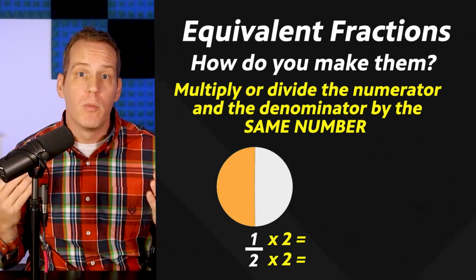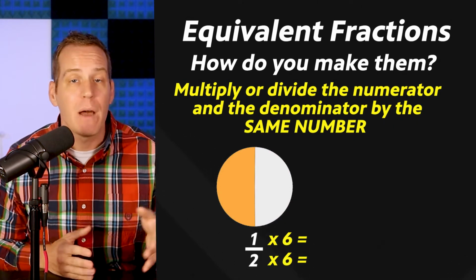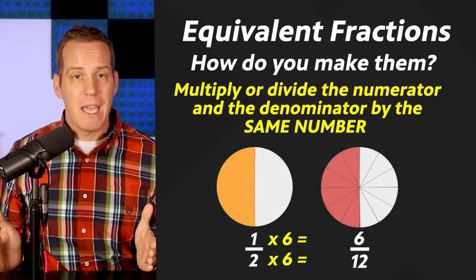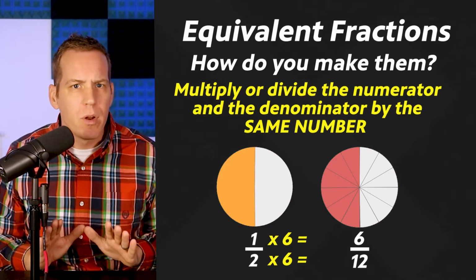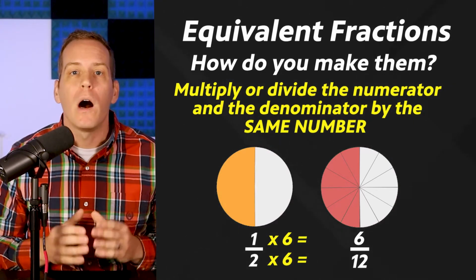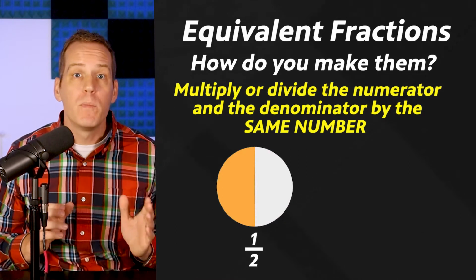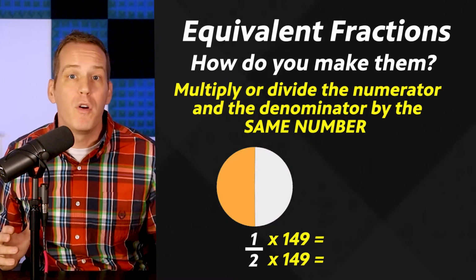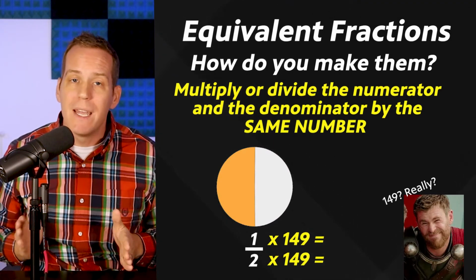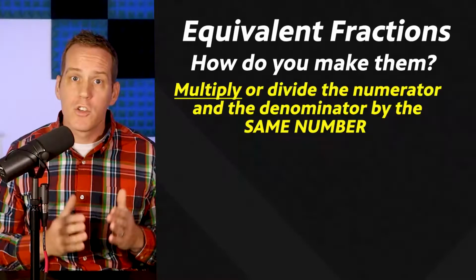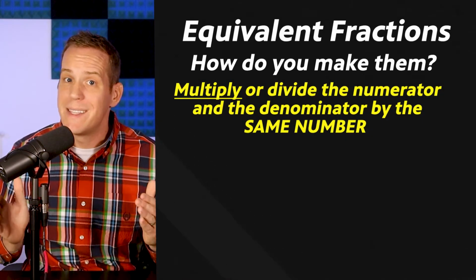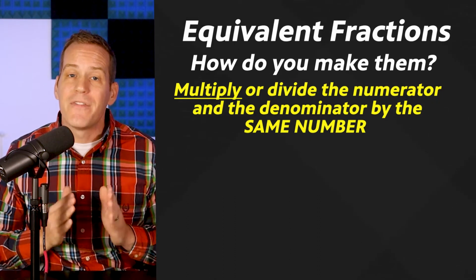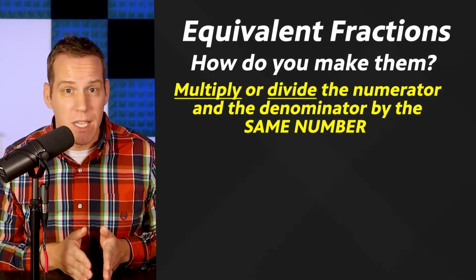Or perhaps I multiplied the numerator and denominator each by 6. That would make 6/12. Once again, I have different numbers, but the value is still the same. As long as I multiply the numerator and denominator by the same whole number, I'll create an equivalent fraction. You could multiply both sides of the fraction by 2 or 3 or 13 or 149, whatever you want, and you'll create an equivalent fraction. So I can make equivalent fractions by multiplying the numerator and denominator by the same number. However, I can also make an equivalent fraction if I divide the numerator and denominator by the same number.